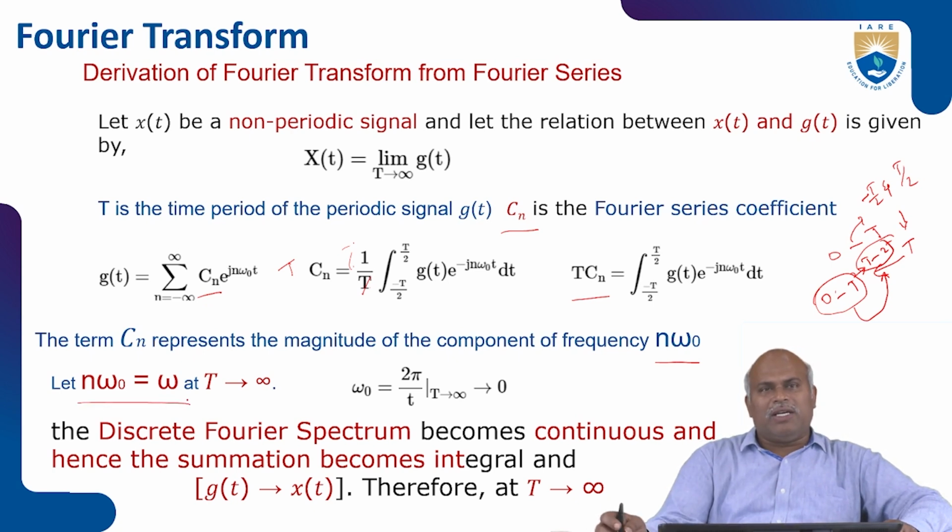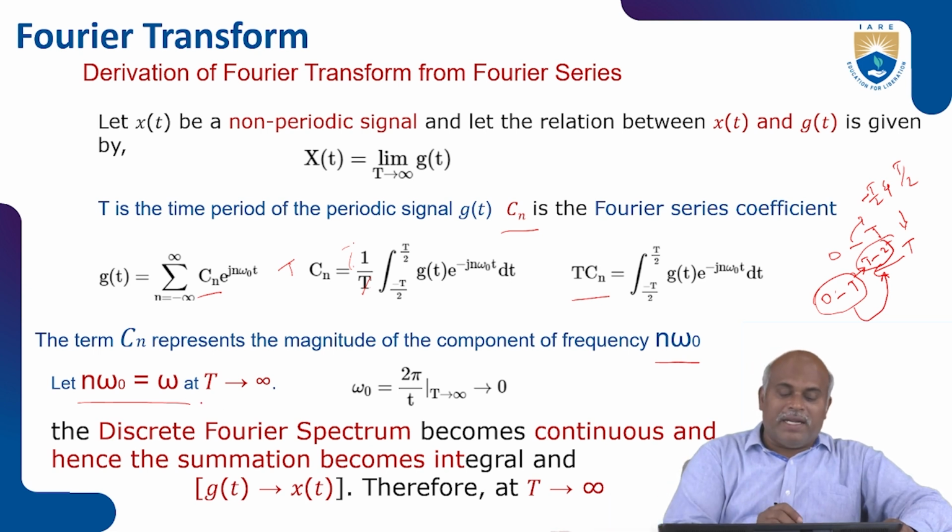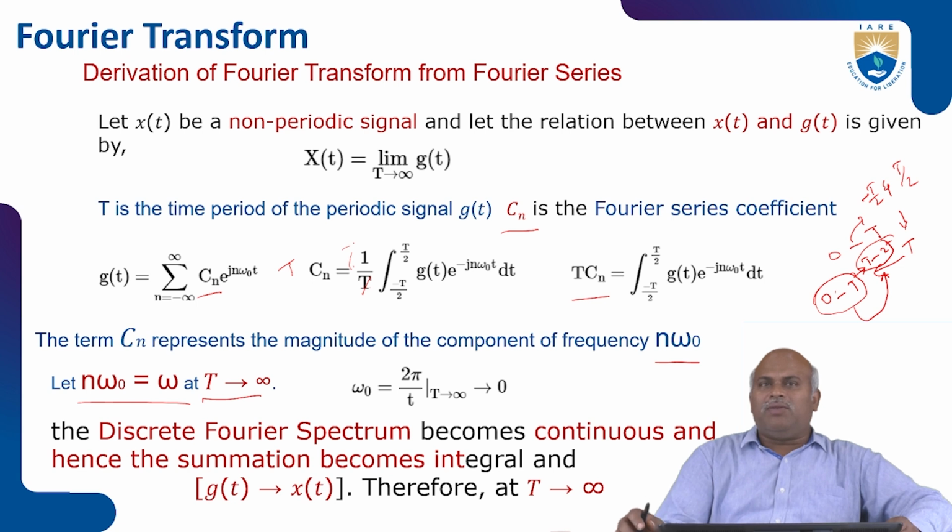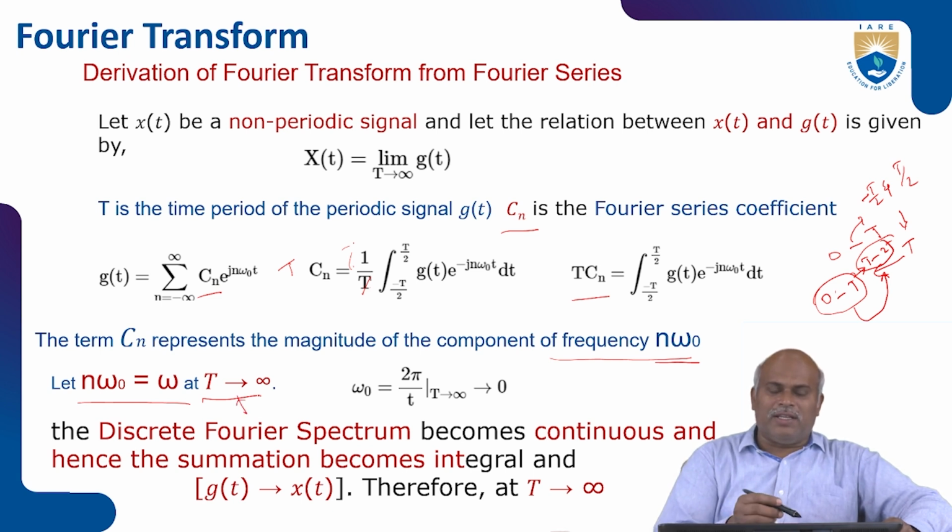That value is equal to, I should write for the omega, when T is tending to infinity. So we know omega 0, when we studied the Fourier series, is represented as 2 pi by T. Now, in this condition, we go for the Fourier transform to convert the Fourier series to the Fourier transform. Due to that, we take the frequency component n omega 0 as omega, which will be active only when T is equal to infinity.